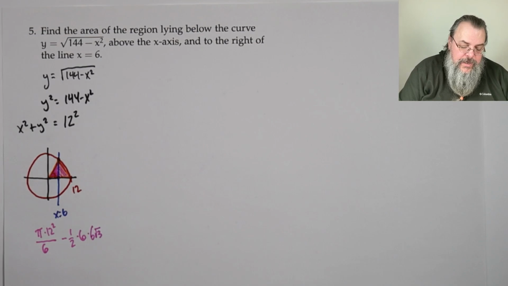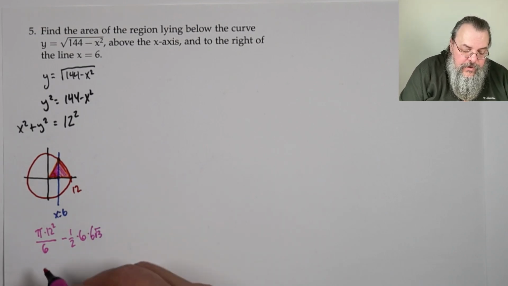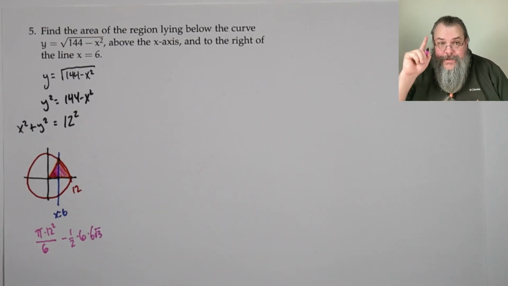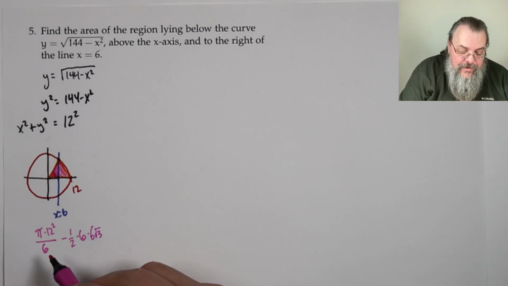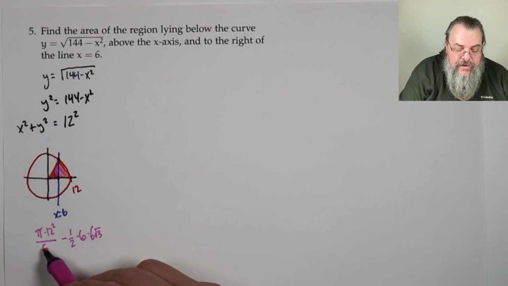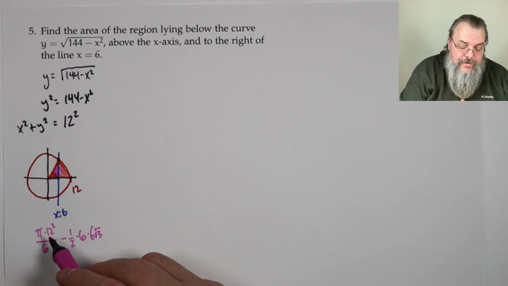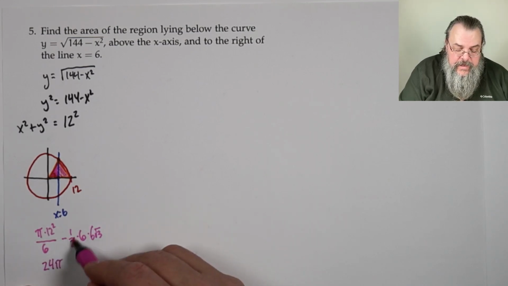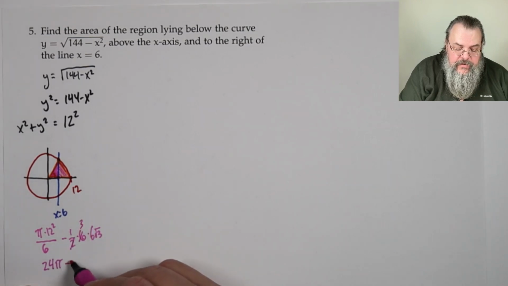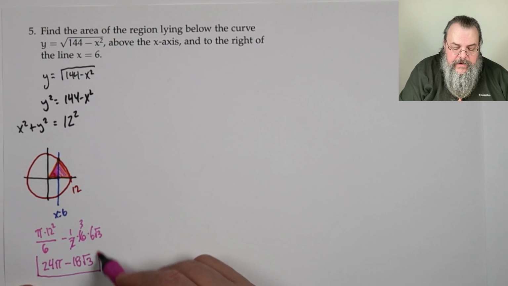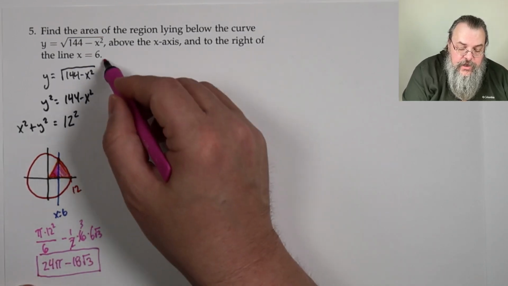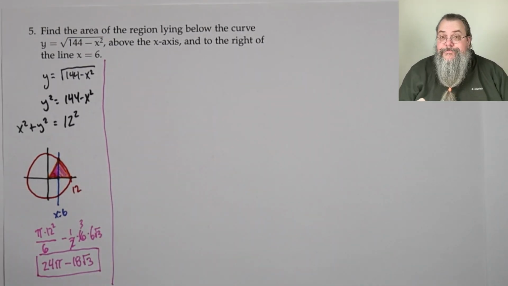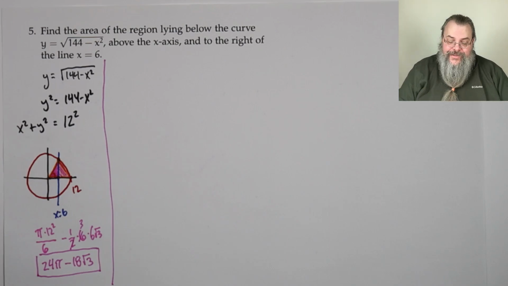And so what do we end up with? Well, our answer will be, here's my prediction, no calculus. If we divide 6 into 12, that leaves me with 2, and there's another 12. So 24 pi. And then here I can cancel at least 1 3, minus 18 square root of 3. So this should be our final answer. That's the geometry talking. Let's see what the calculus says.